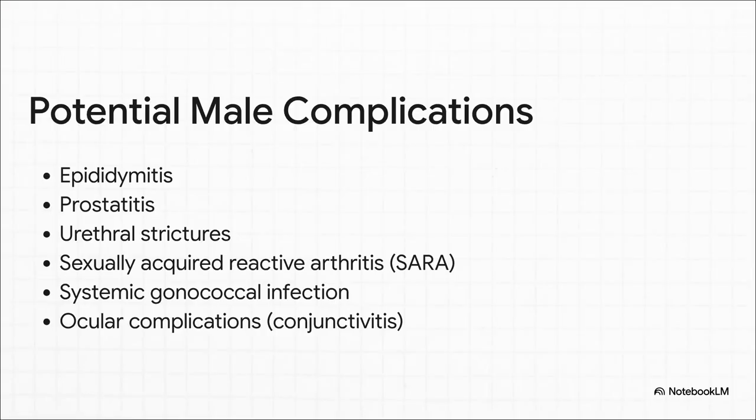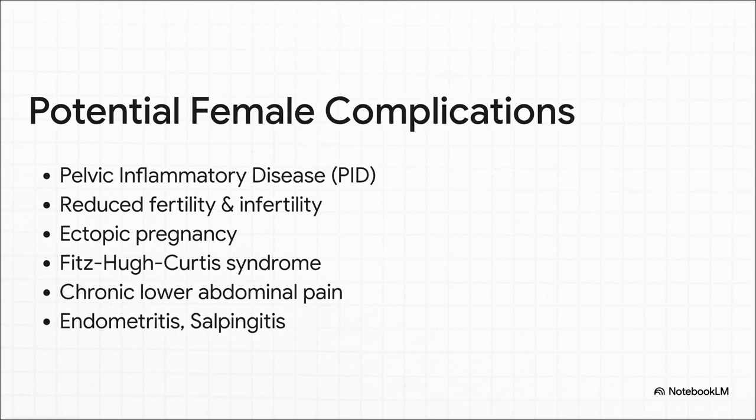In men, the infection can literally travel upwards, leading to painful conditions like epididymitis and prostatitis, or causing chronic problems like urethral strictures. And it's not just local. You can get systemic issues like sexually acquired reactive arthritis, or SARA, and with gonorrhea, even disseminated infection leading to septic arthritis.